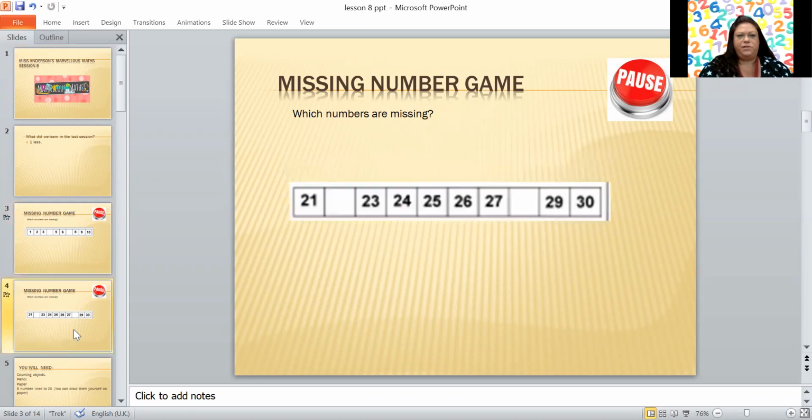I've got one more of those for you to do, this time with slightly higher numbers. So pause the button and see if you can figure out what's not there, what is missing.